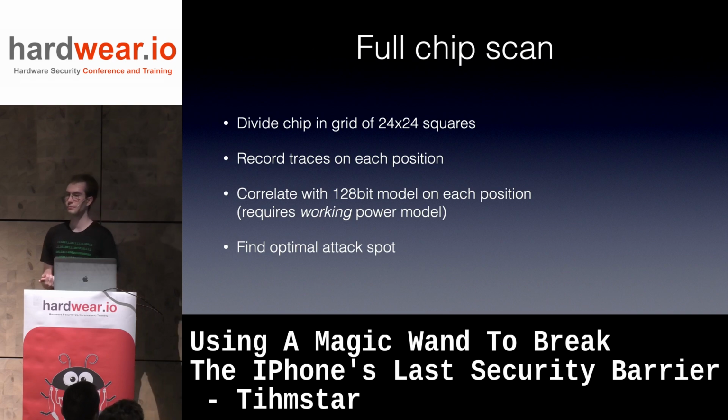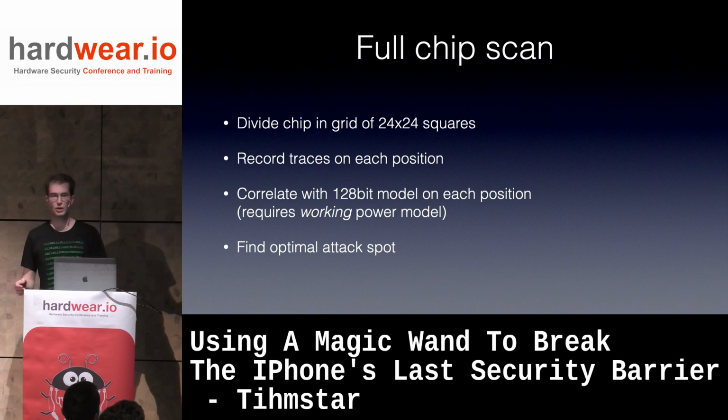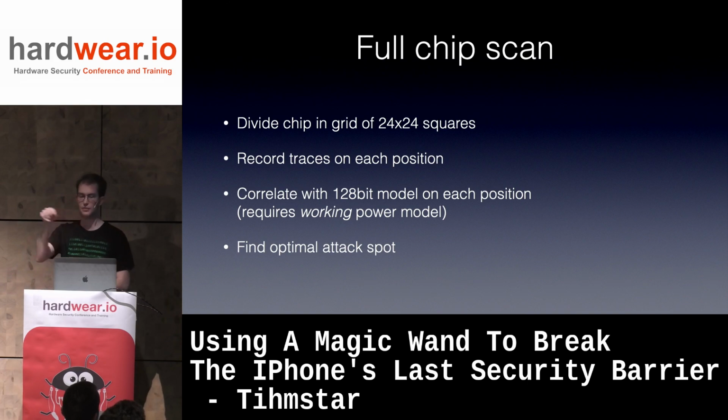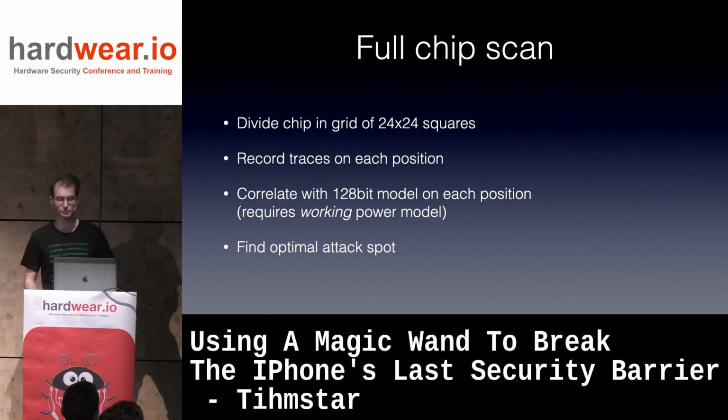Next, remember I said I put the probe just randomly by educated guessing, right? Which doesn't really yield any good results. But now that we have a leaking model, we can actually do a full chip scan. So I divided the chip in a grid of 24 times 24 squares, recorded traces on each position, and did the correlation, which does require the working model. This is why I couldn't do it earlier. And then we find the optimal spot for the attack.